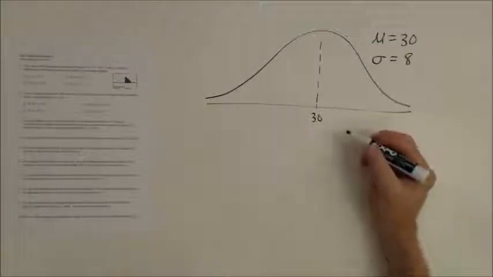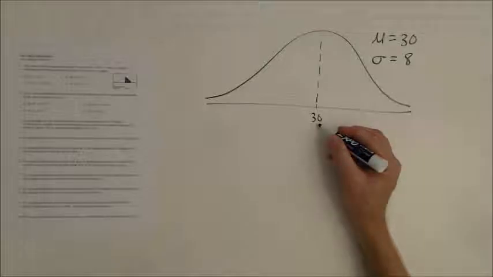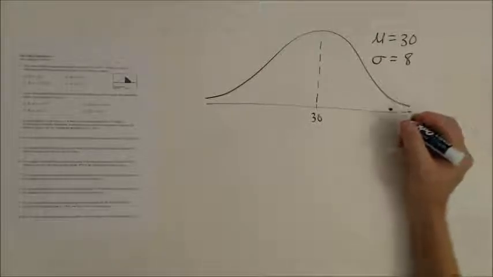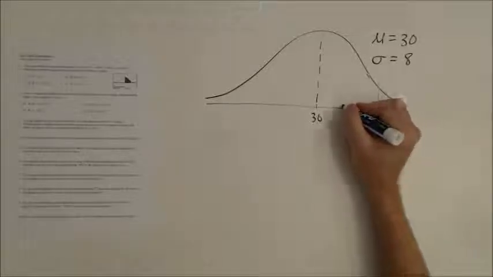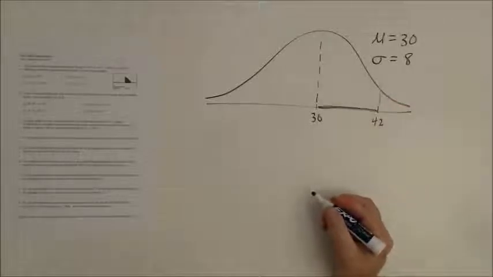In problem 2, we're told the distribution is normal, centered at a mean value of 30, with a standard deviation of 8. We're asked to consider the interval from 30 to 42, and find the corresponding probability, or portion of the distribution, for this interval.